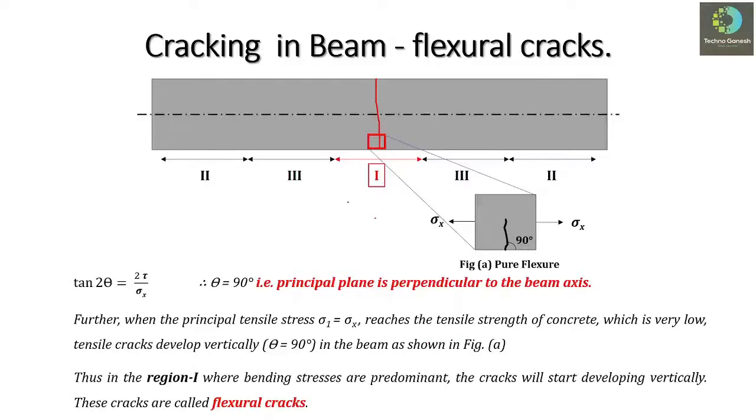In region 1, you will find that most of the cracks forming or developing are due to the predominant tensile stresses, or the bending stresses, and the crack pattern is vertical in nature. You will not find inclined cracks in this portion. You will find vertical cracks as shown here in the total region number 1. So this is about the cracking in region number 1. We'll discuss the cracking patterns in region 2 and region 3 in further lectures. For this, we'll stop here.